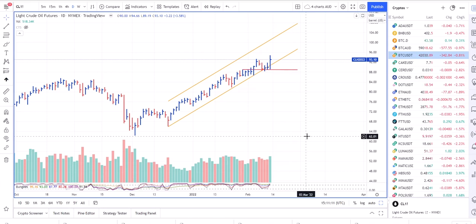So next week I'm expecting oil to come down and again try to retest those support areas. If it fails around here, then we can expect $100, $102 next week and in the coming days in oil.